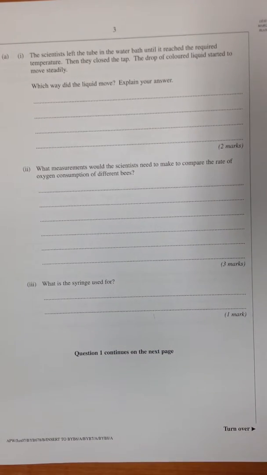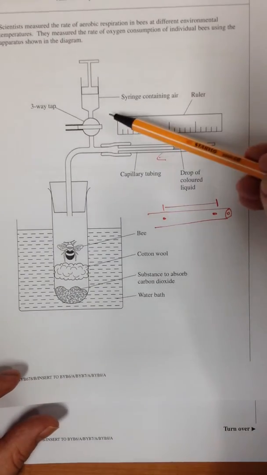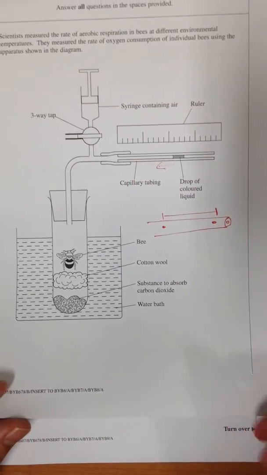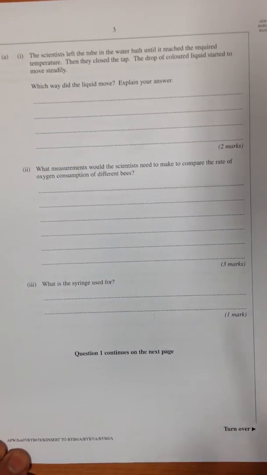What's the syringe used for? Well, simply you can move this up and push the syringe down and it will push the drop back again. So, to move the drop to the right to allow for further experiments.